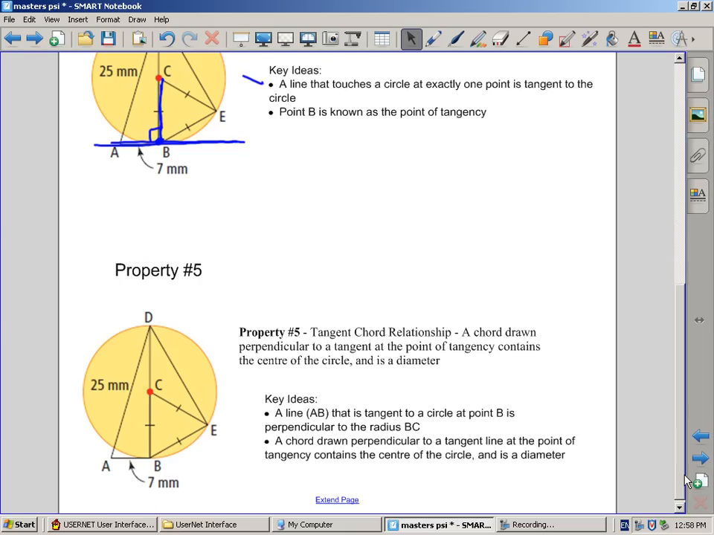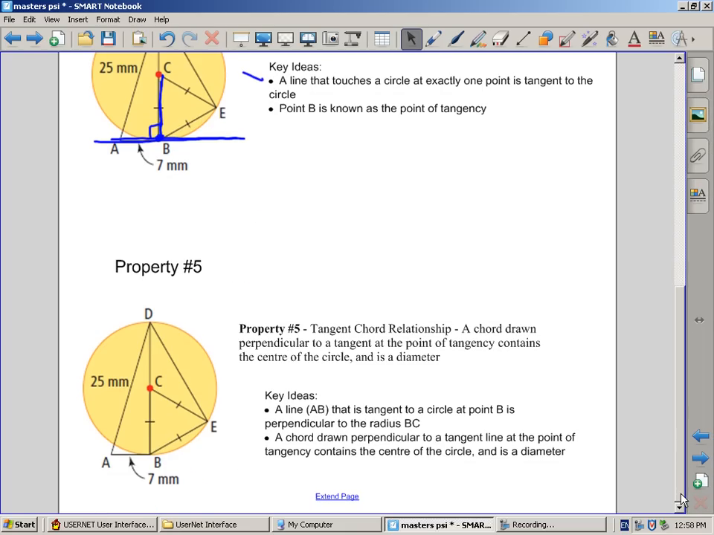Now if we take a look at property number 5, this is also talking about tangents. The tangent chord relationship: a chord drawn perpendicular to a tangent at the point of tangency contains the center of a circle and is the diameter. So key ideas here are that line AB is tangent to a circle. So there's our tangent line of tangency. There's our point of tangency. And it is perpendicular to the radius. So we know that we have a 90-degree angle created right here.